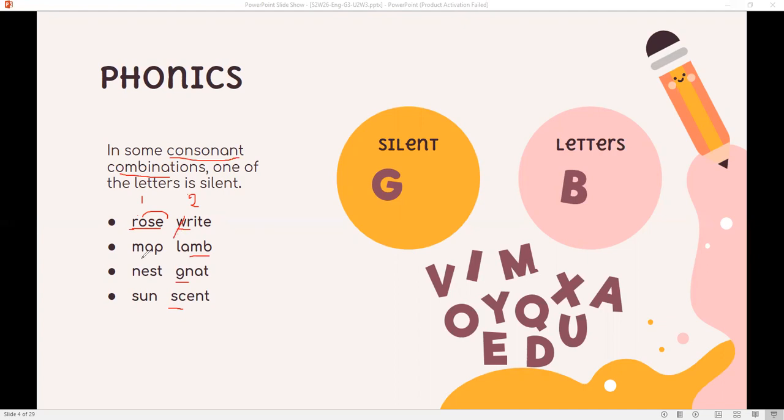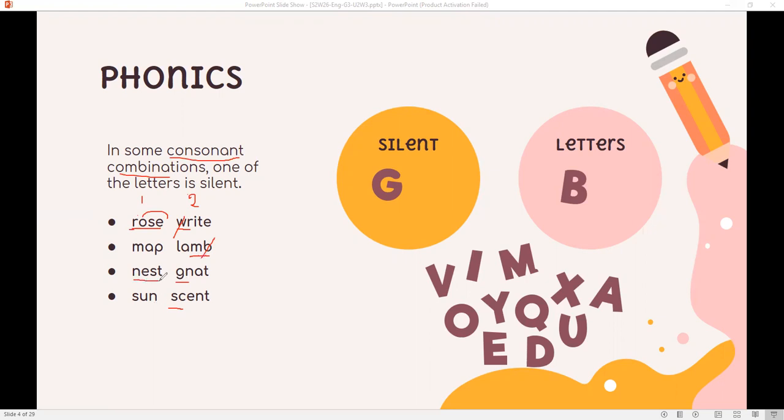Second one, I have the word map. You can hear me saying map. However, in the second column, I do not say, for example, lamb. That's wrong, okay? When I have M and B, these two consonant letters, letter B becomes silent. So I say lamb. The ending sound is m.